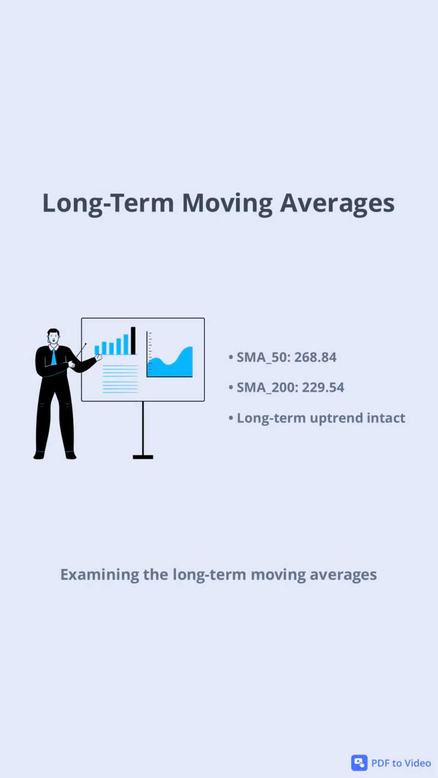Examining the long-term moving averages, the 50-day SMA is at 268.84 and the 200-day SMA is at 229.54. The current price sits above these longer-term averages, which is generally a bullish sign for the broader trend. This suggests that, despite recent pullbacks, Apple's stock remains in a longer-term uptrend. Investors often use these levels to identify major support zones and to confirm the overall health of a stock's trend.